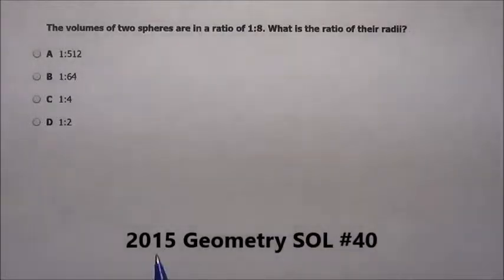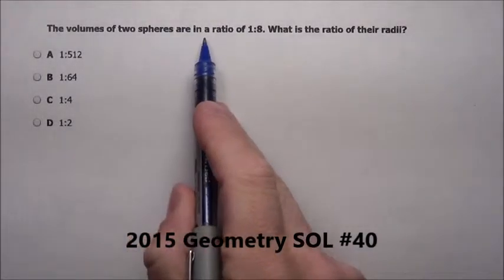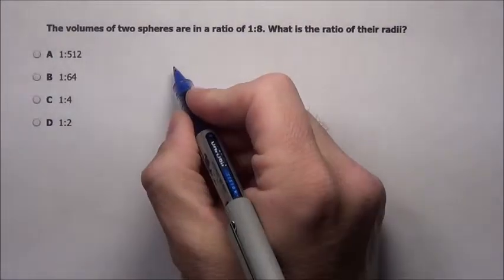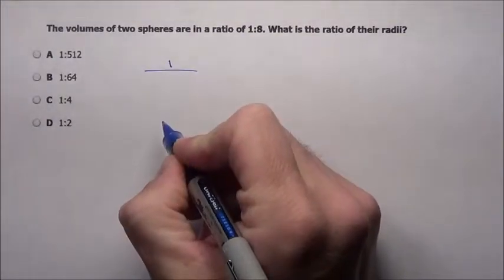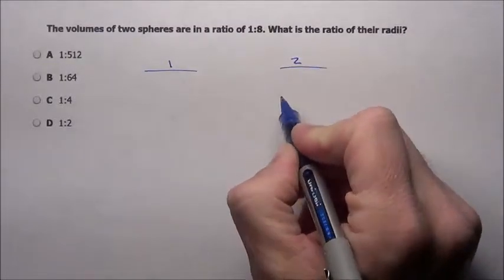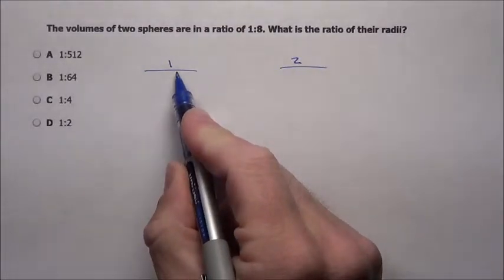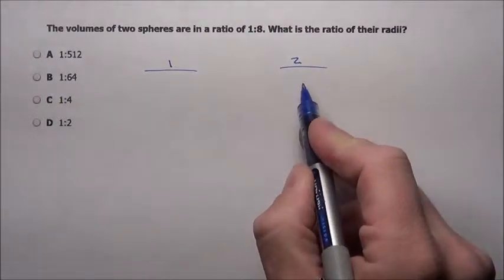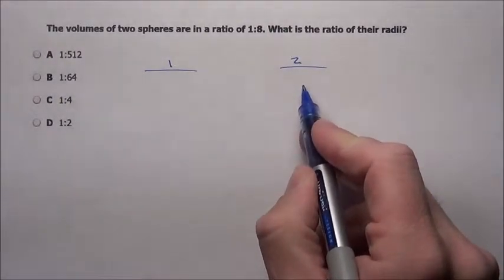Here we go with problem 40. It says the volumes of two spheres are in a ratio of 1 to 8. The volumes are 1 to 8. So this one guy, we'll call him sphere 1. Here's sphere 2. This guy, for every 1 cubic foot it has, this guy has 8 cubic feet. This guy's 8 times bigger.